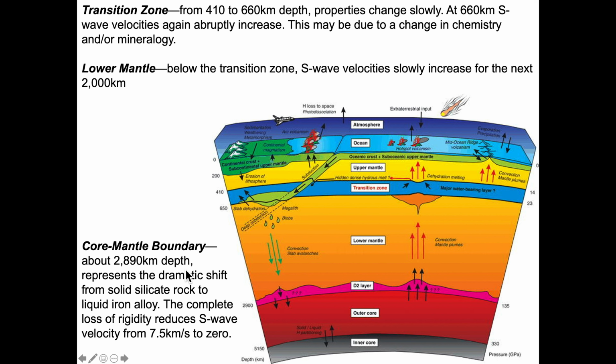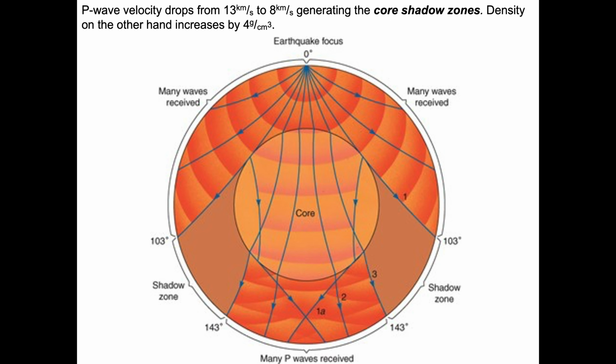And here at the core mantle boundary, we see a very dramatic change from solid silicate rock, predominantly, to a liquid iron alloy. The complete loss of rigidity at this boundary reduces the S-wave velocity from 7.5 kilometers per second to 0. And that's because S-waves cannot travel through a liquid. We also see the P-wave velocity change. In this case, it goes from about 13 kilometers a second to around 8 kilometers a second. And this ultimately results in the generation of the core shadow zones.